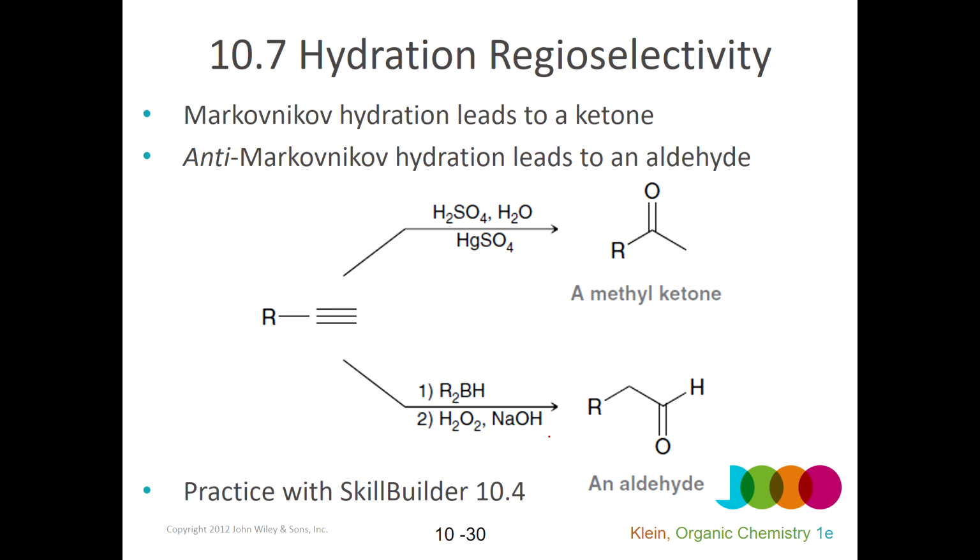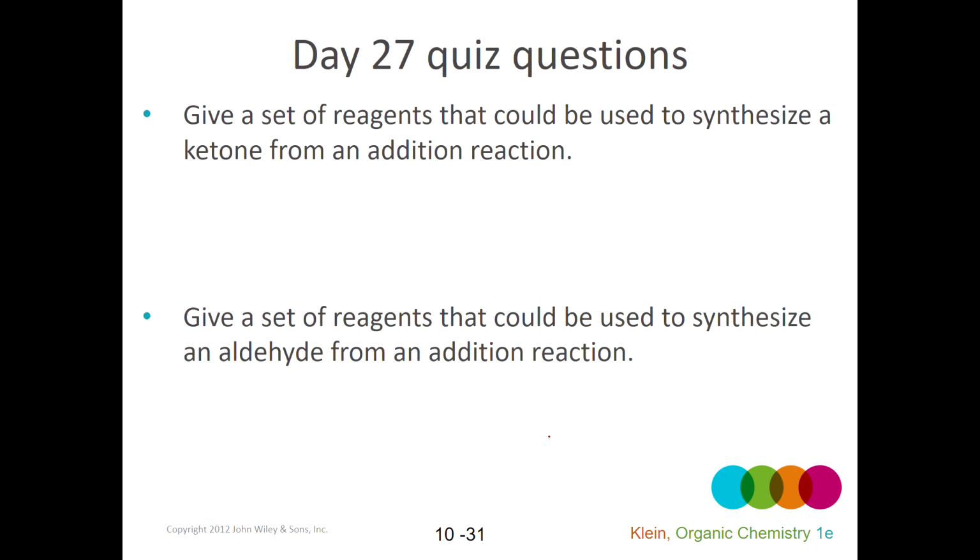So just make sure you're aware of which set of conditions you need to produce which regiochemical outcome with the CO double bond in the correct position. And that is what the next set of quiz questions were about. So if I want to synthesize a ketone from an addition reaction, any kind of R group bonded to a triple bond, if I have a hydrogen here, then I have to be careful. If I have R groups on either side of my triple bond, either set of conditions will produce a ketone.